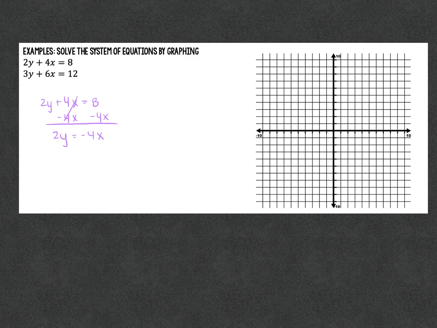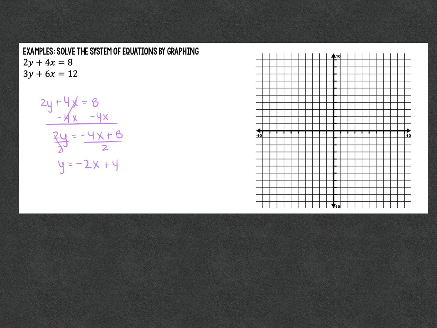Okay, so I'm going to move the x over. Again, those aren't like terms, so I'm just keeping it like this. And then we are going to divide by 2. And when we divide by 2, we have to divide everything by 2. So -4 divided by 2 is just -2. 8 divided by 2 is 4.